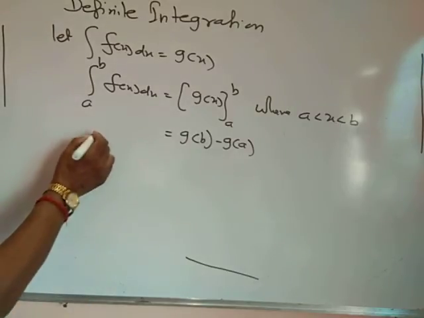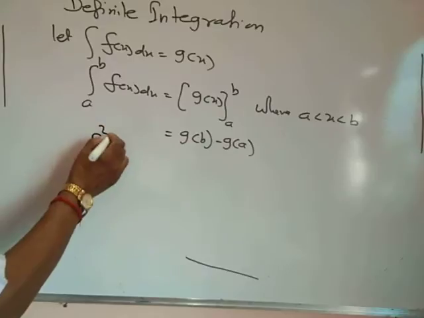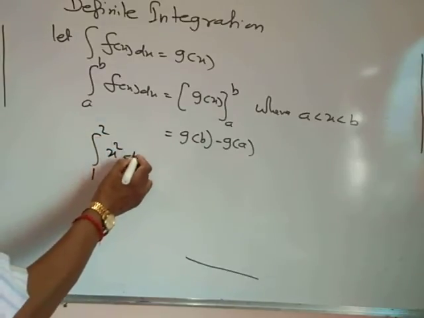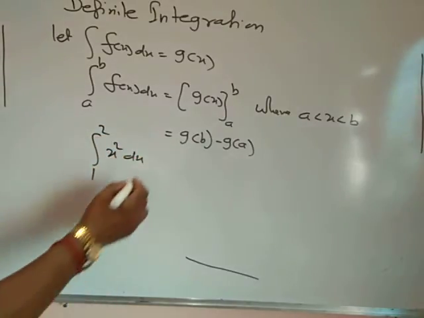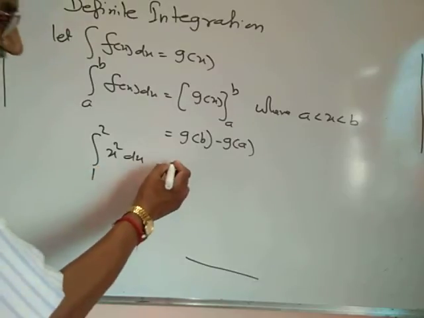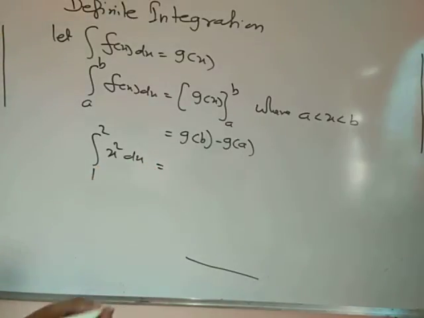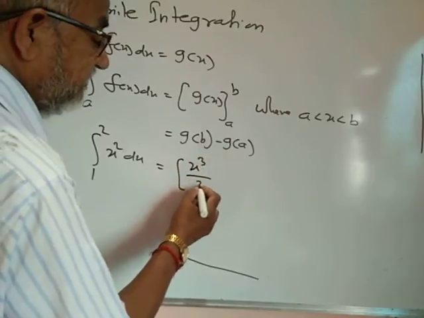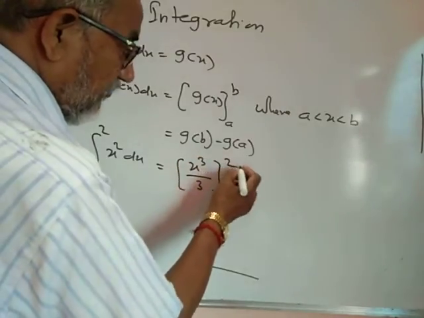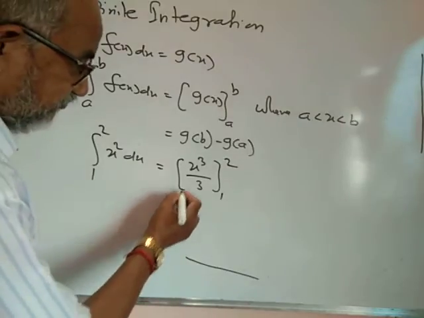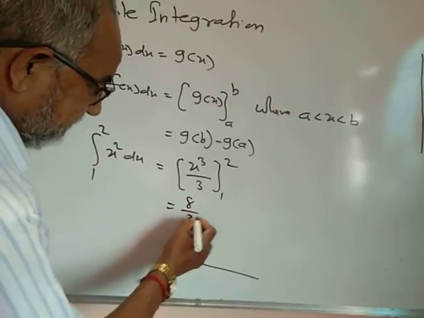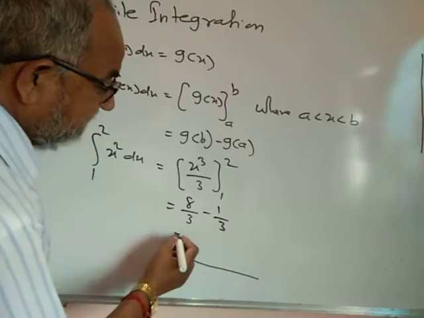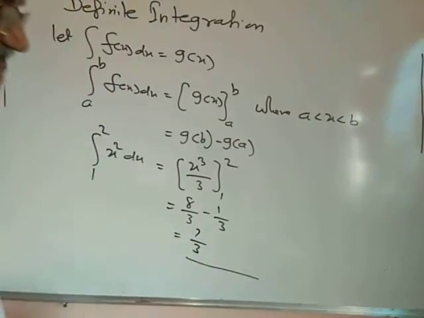So for example, if I say integral from 1 to 2 of x square dx. So we know that integration of x square is x raised to 3 upon 3. So x raised to 3 upon 3, from 1 to 2. So this is 2 cube is 8 by 3 minus 1 by 3, that is 7 by 3.